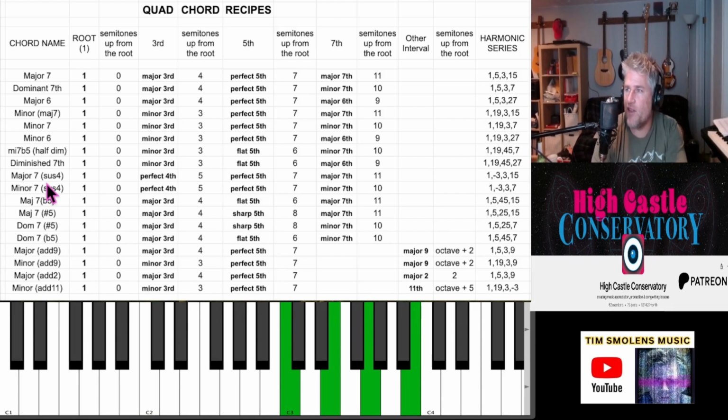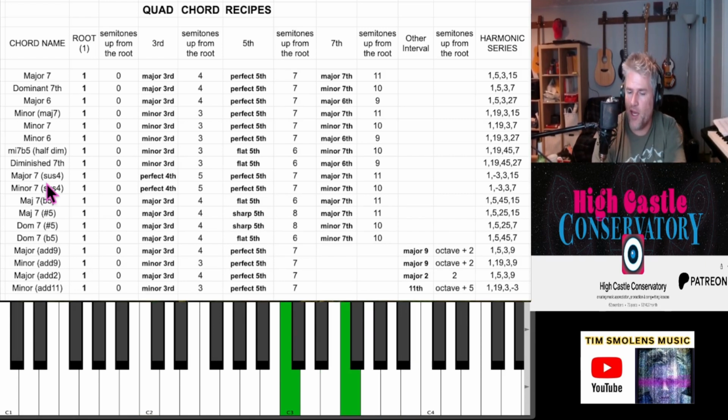So the harmonics of that are 1, then -3. Why is it -3? Because the third harmonic is a perfect fifth above the root. The negative third harmonic must be a perfect fifth below the root, which is F. Smush it to 1 octave. So to spell in the harmonic series a major 7 sus 4, we have 1, -3, then the third harmonic, and then 15 is the major 7th.